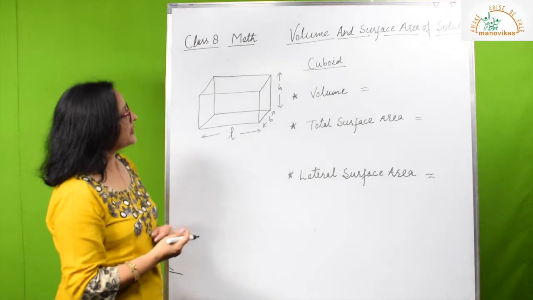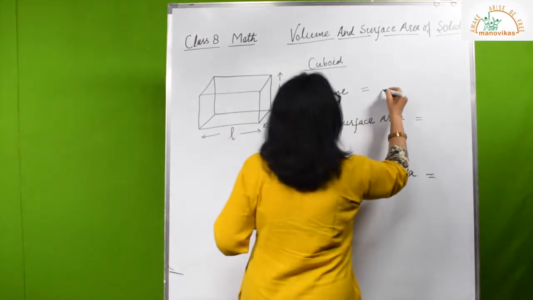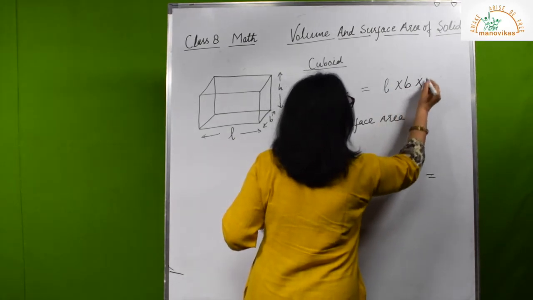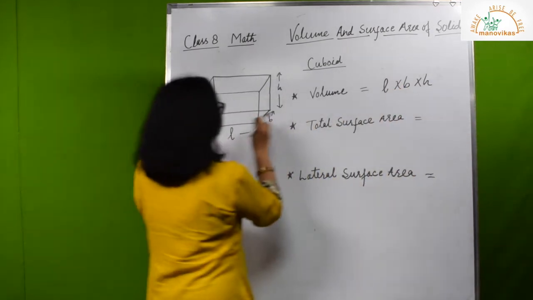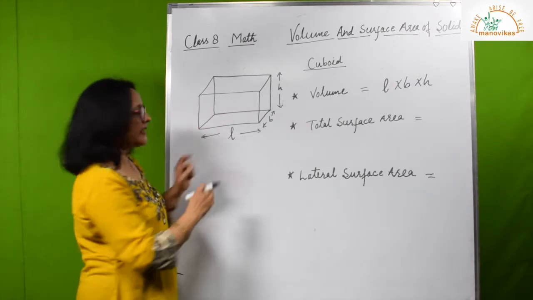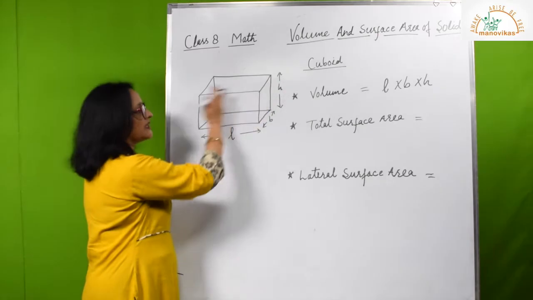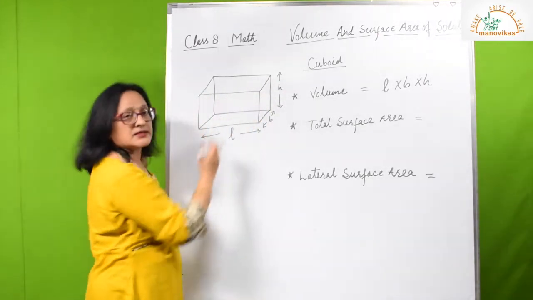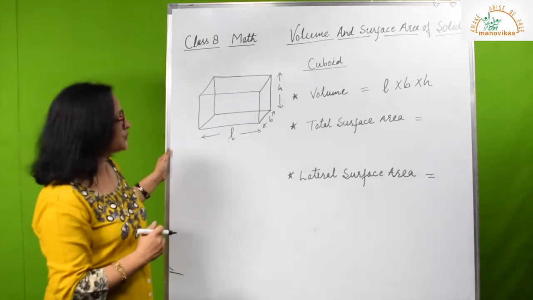So what is the formula for the cuboid? The first formula of a cuboid is length into breadth into height. If you multiply all the three dimensions, since this is a three-dimensional solid, length, breadth and height, it will cover the whole space occupied by this cuboid. So this is the first formula to use.